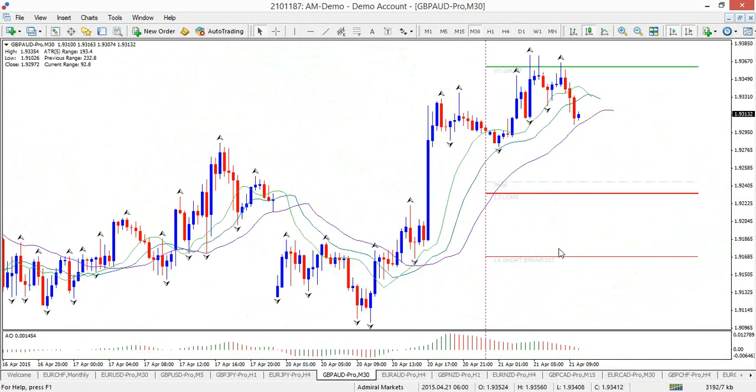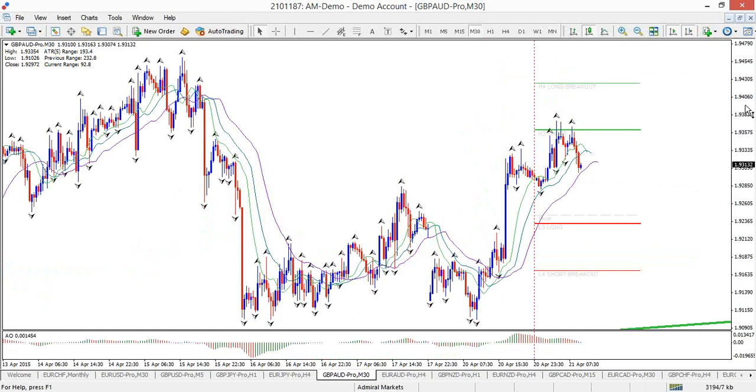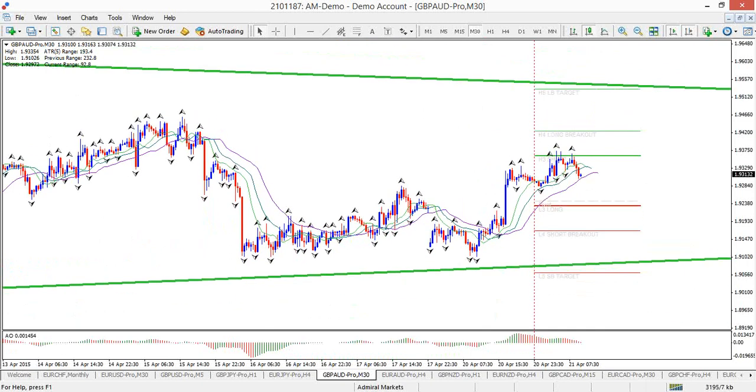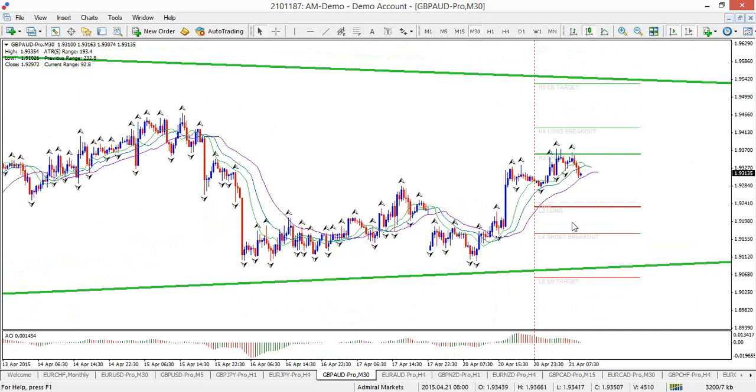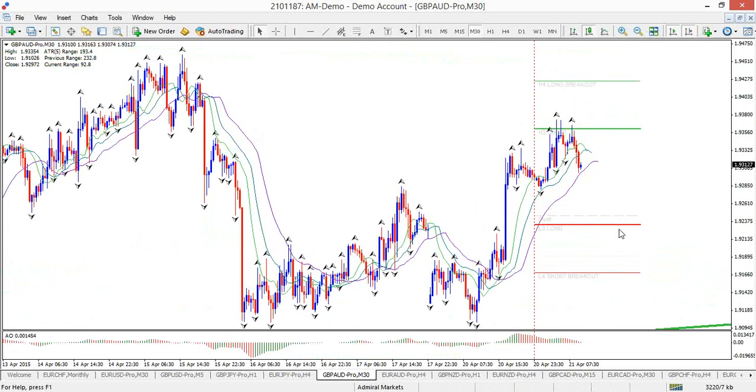I mean, we can take a look at the 30-minute chart. And we see that basically the L5 and H5 are roughly at the edges of that consolidation. But all in all, compared to the pound CAD, it doesn't match up as well as the first one.